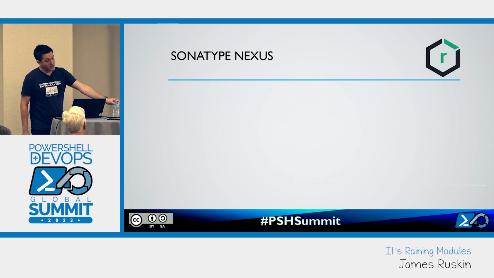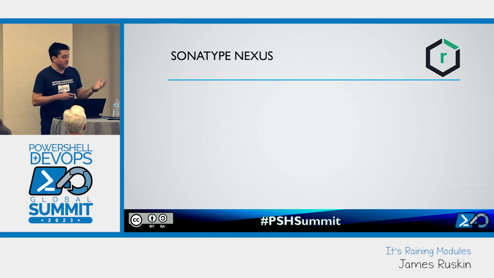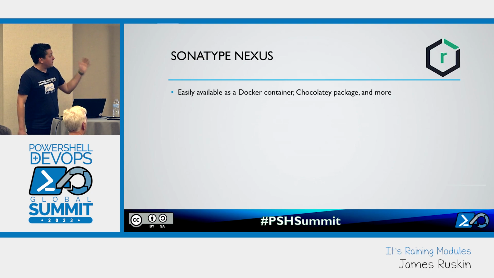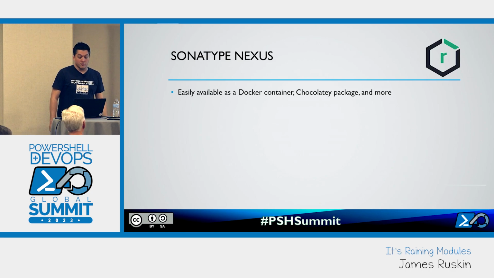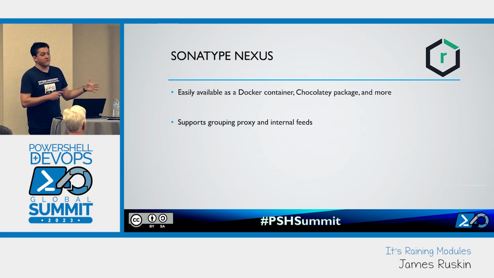So moving over to things you actually have to host yourself, we've got Sonatype Nexus, and similarly Artifactory, but that's not here. This is super easy to deploy. You've got a lot of different options to do so, and it supports interesting, fun things like grouping a proxy feed, which allows you to cache packages from an existing repository online, for example, PowerShell Gallery, with internal feeds. And that solves the issue with dependencies that we mentioned earlier.